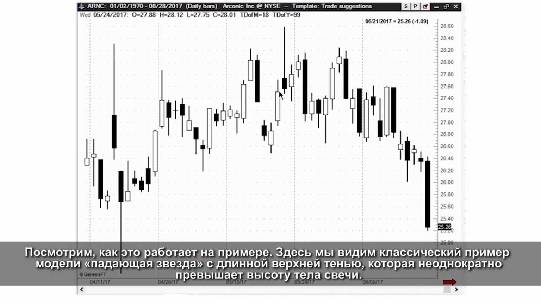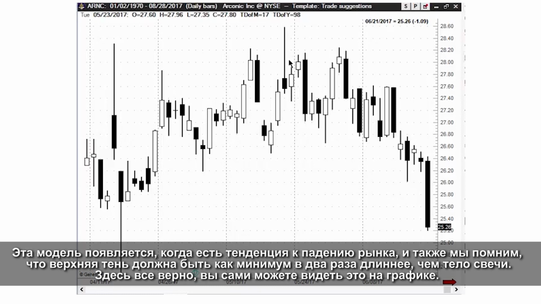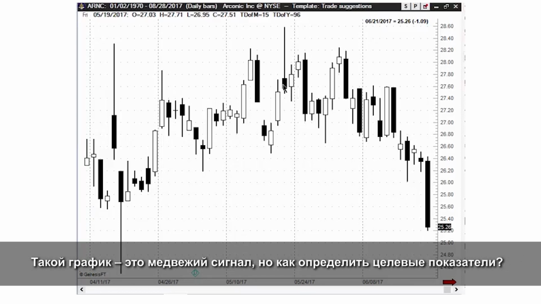So here we have a classic shooting star, long upper shadow, multiple times the height of the real body. Remember, a shooting star should come after an uptrend as it does here, and also that the upper shadow should be twice the height of the real body, which obviously it is. So this is a bearish signal.